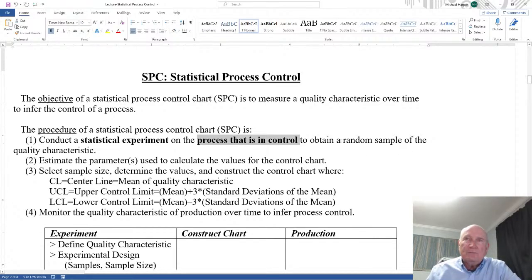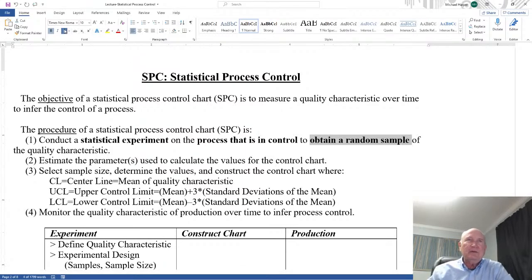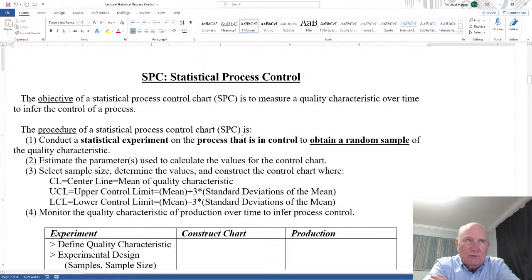And 2, to obtain a random sample of the quality characteristic. And I just want to say here, let me underline that. One of the first jobs I had when I left school was experimentation and sampling and doing experiments and etc. And that was such a great job. It was really, really enlightening because in school, you're given a random sample and you don't even question it.